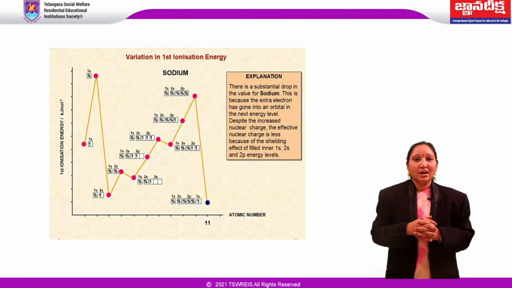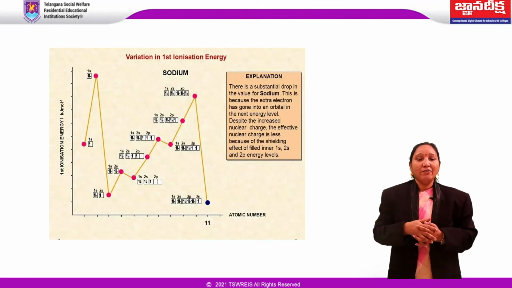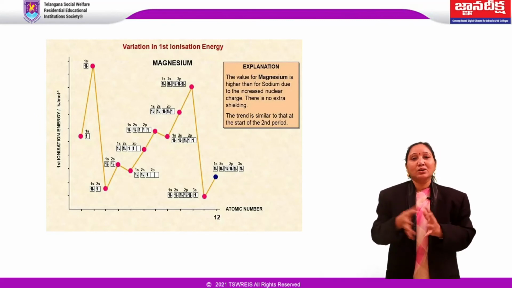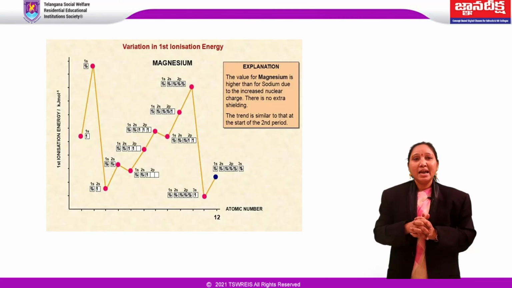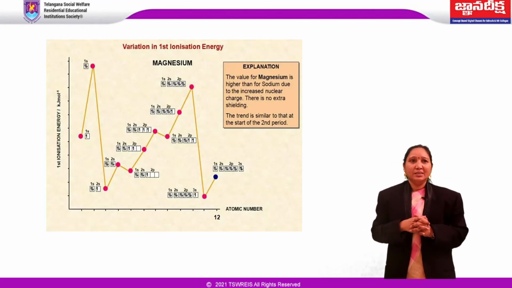Okay, and how these are changing in a period and group means, as we go down from top to bottom in a group, the ionization energies gradually decrease. When you move across a period from left to right, the ionization value increases with effective atomic number. That means with increase in the atomic number, the amount of energy required to remove the electron also increases, and it is explained clearly in the picture. Okay, next one is the trends of ionization energies.